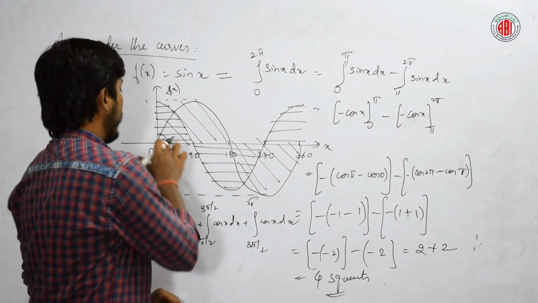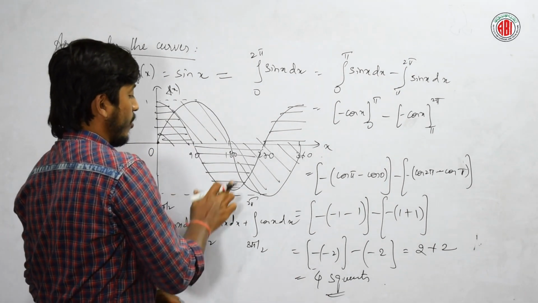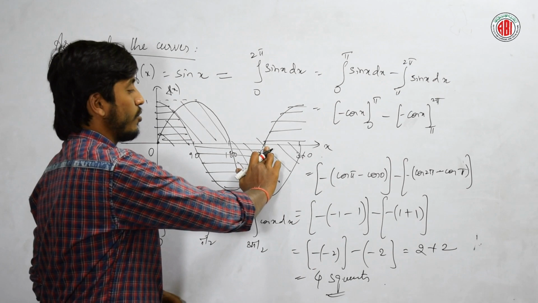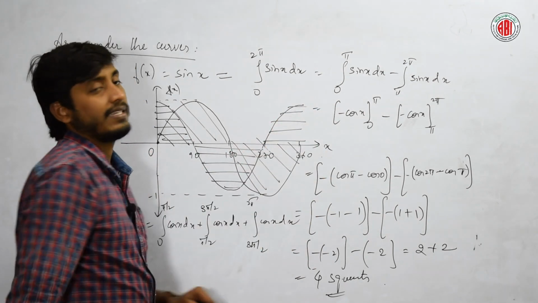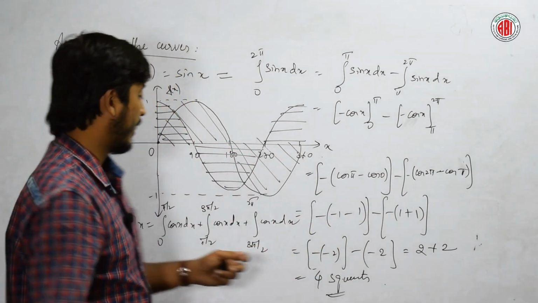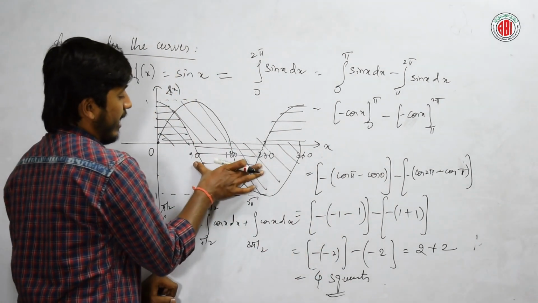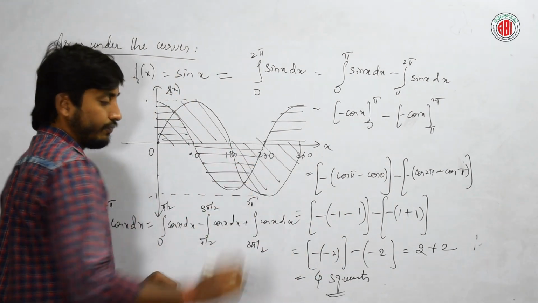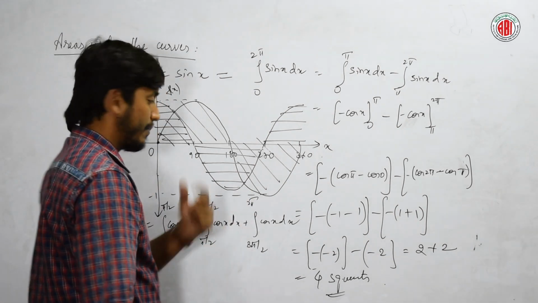You know that, right? Cos 0 is 1, cos 90 is 0, cos 180 is minus 1, cos 270 is 0, cos 360 is again 1. Again it repeats. Clear? Now here cos from 90 to 270 is negative. Now just substituting and simplifying.